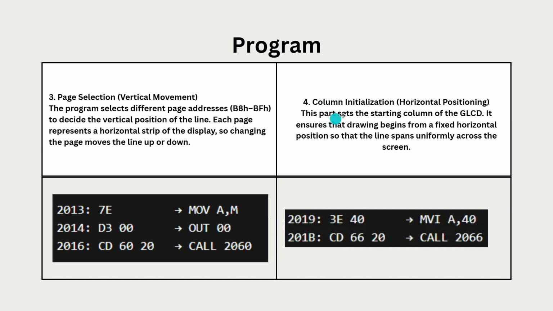Next, the column initialization. This determines where the drawing starts horizontally. In my program, I fix the column to the start value, usually from the left to the right of the screen. This ensures that every time the line is drawn, it begins from the same position and extends across the display entirely.